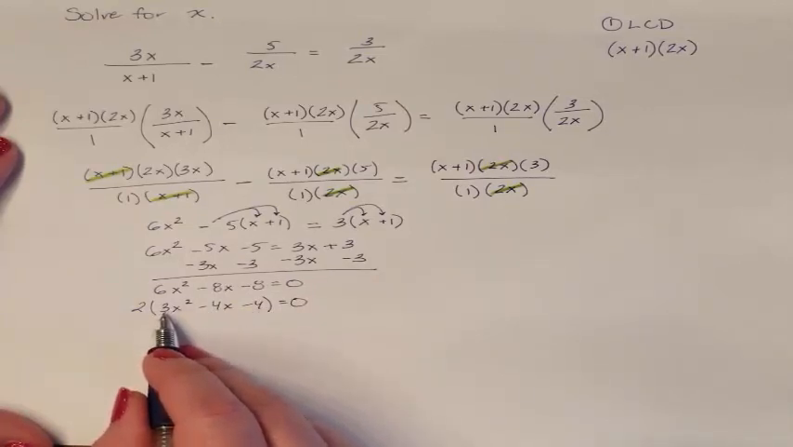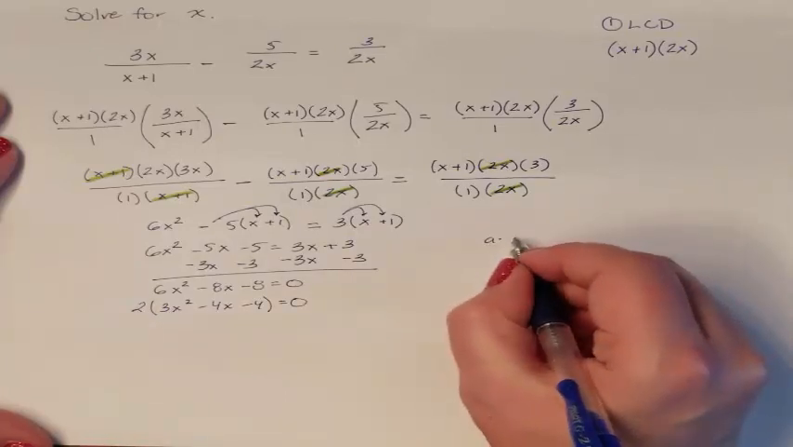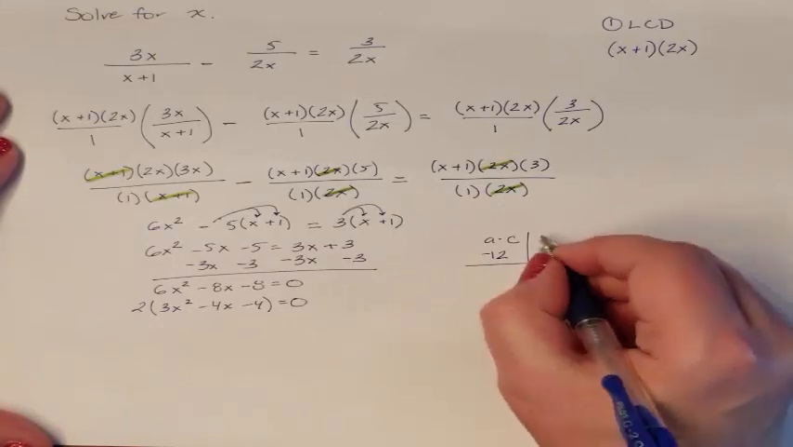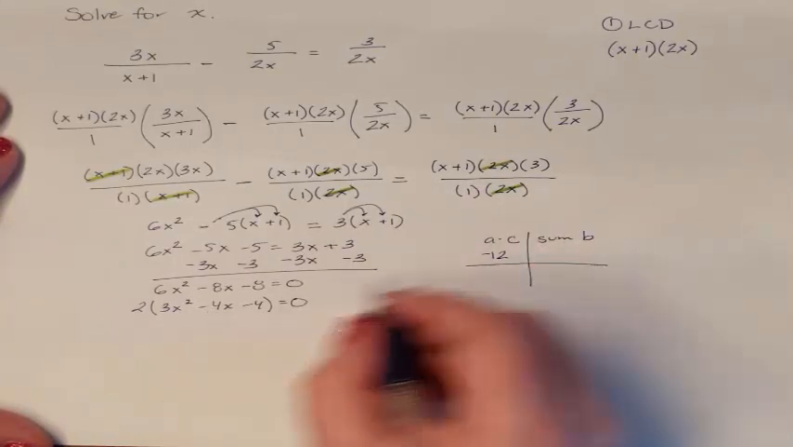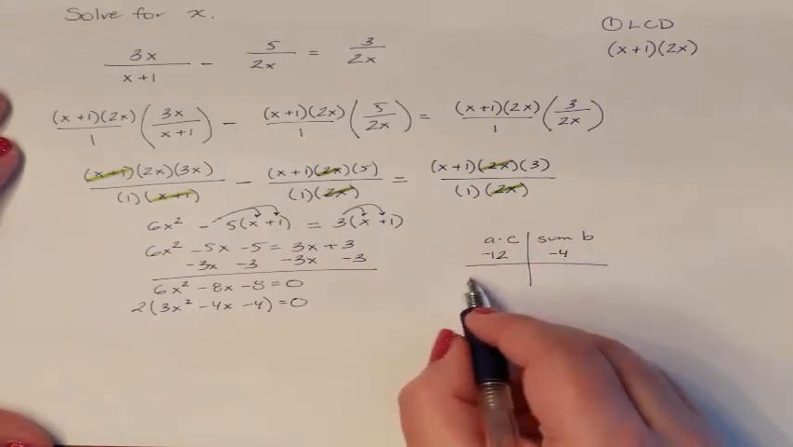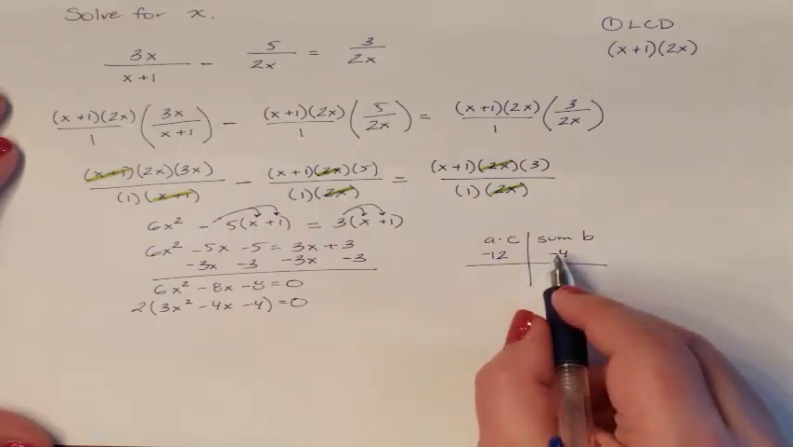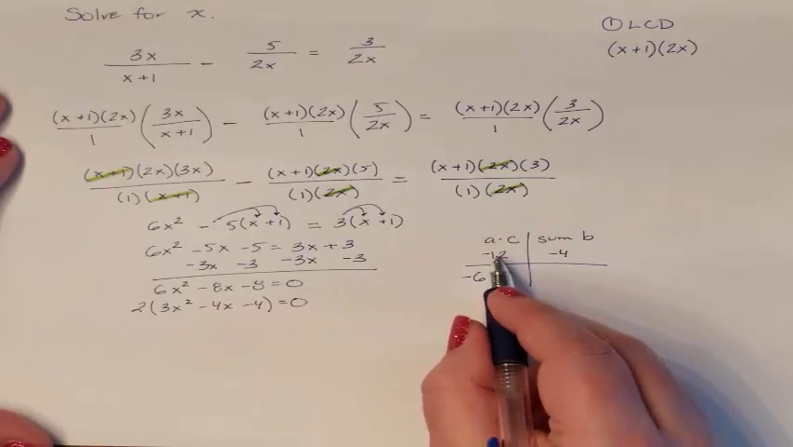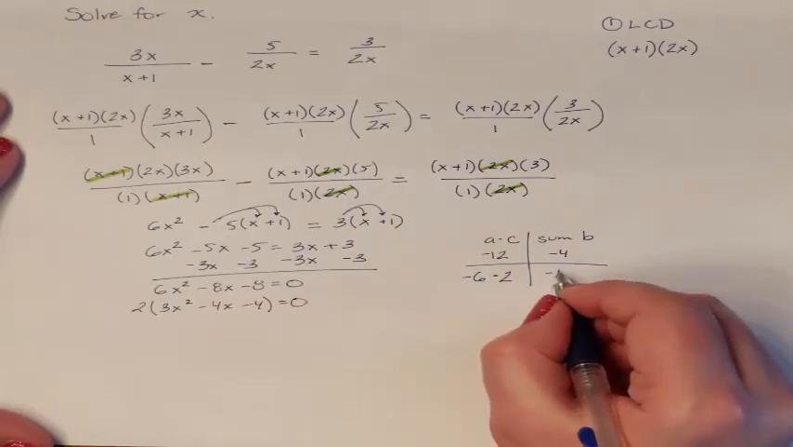Leading coefficient is not a 1, which means I'm going to do a little bit of extra work. So a times c is a negative 12. Somebody better add up to b, and b is a negative 4. Need two numbers that multiply to give me negative 12, but when I add them I get negative 4. I know a negative 6 and a positive 2 multiply to give me negative 12, and when you add these two you get your negative 4.